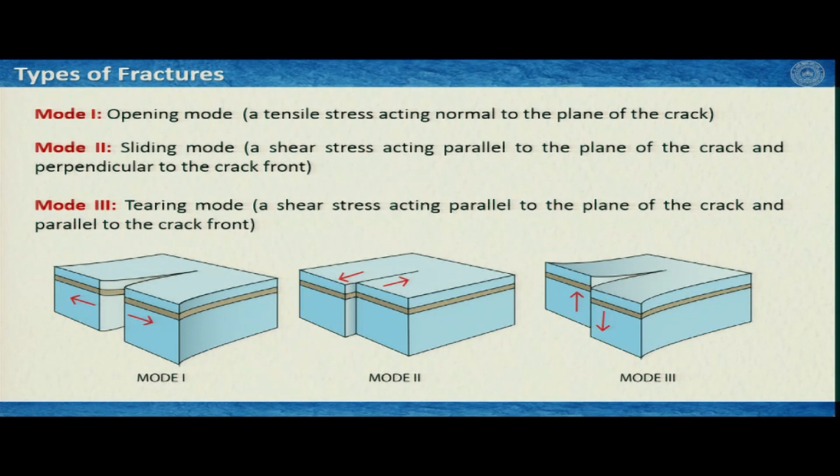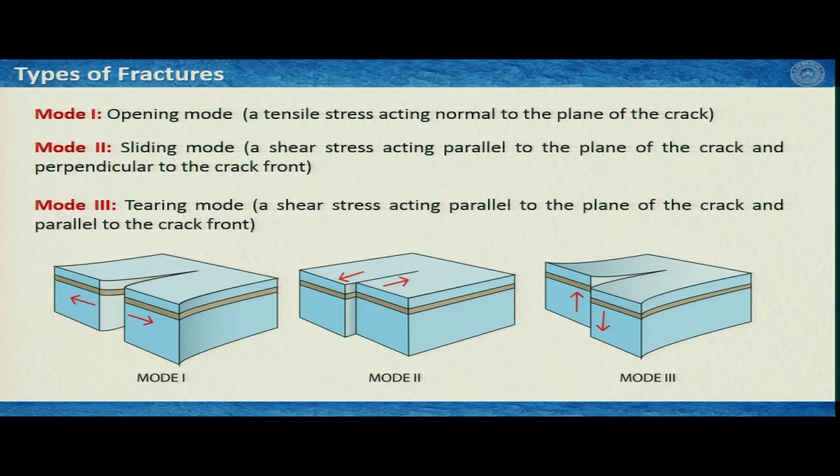So, in the previous slide we talked about mode 1 and mode 2 fractures, and here are the explanations. Mode 1 is an opening mode fracture where a tensile stress acts normal to the plane of the rock. Mode 2 is a sliding mode, and it is conceived as a shear stress acting parallel to the plane of the crack and perpendicular to the crack front. Mode 3 is a tearing mode fracture where a shear stress acts parallel to the plane of the crack and also parallel to the crack front.